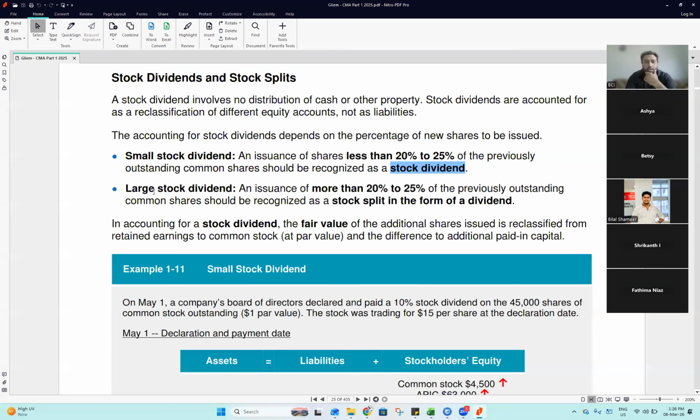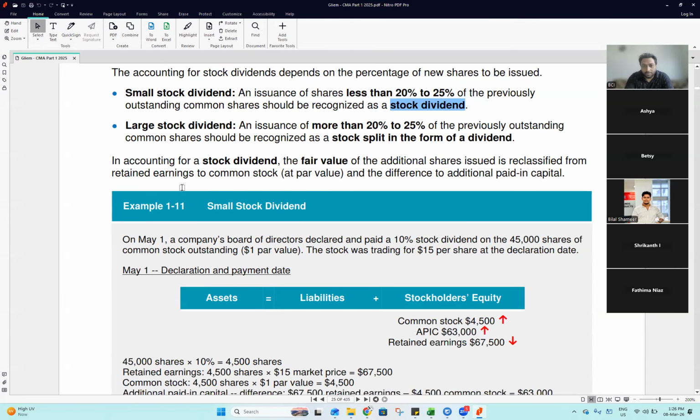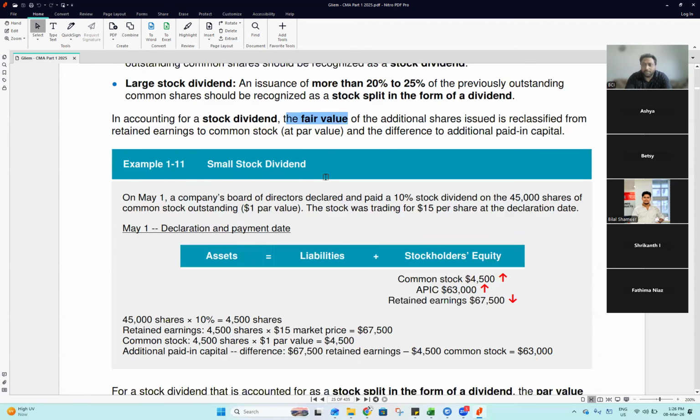Going to the second one. Large stock dividends, an issuance of more than 20% to 25% of the previously outstanding common shares, should be recognized as a stock split in the form of a dividend. Now, in accounting for a stock dividend, the fair value of the additional shares issued is reclassified from retained earnings to common stock and additional paid in capital. So if it's a stock dividend, what do we do? We will take the fair value. Clear? Fair value means the market rate of the same class of shares which is listed in the stock market. That's the rate we are going to take here.